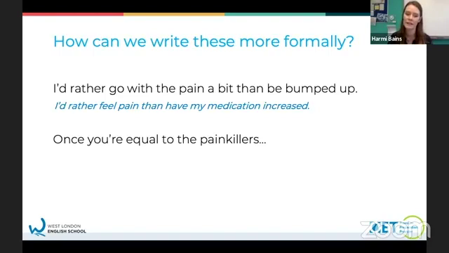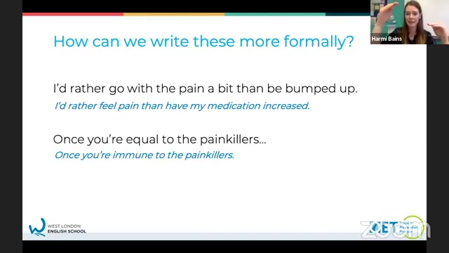What about the next one? To be honest, I didn't understand the meaning of this. What she's trying to say is equal to the pain once you are equal to the painkillers. It's a bit confusing because it's so informal. So this is the meaning: once you're immune to the painkillers. Right. Okay. So what she's saying is that she'd rather have the pain than increase the medication, because as soon as the medication is increased, then the pain and the medication will almost cancel each other out, and then she'll need to take more painkillers. Yeah, that's what she's meaning, but it's difficult to understand it.